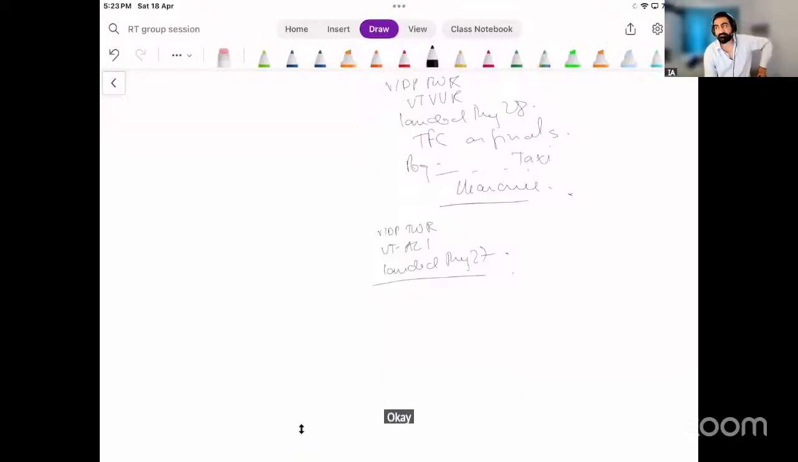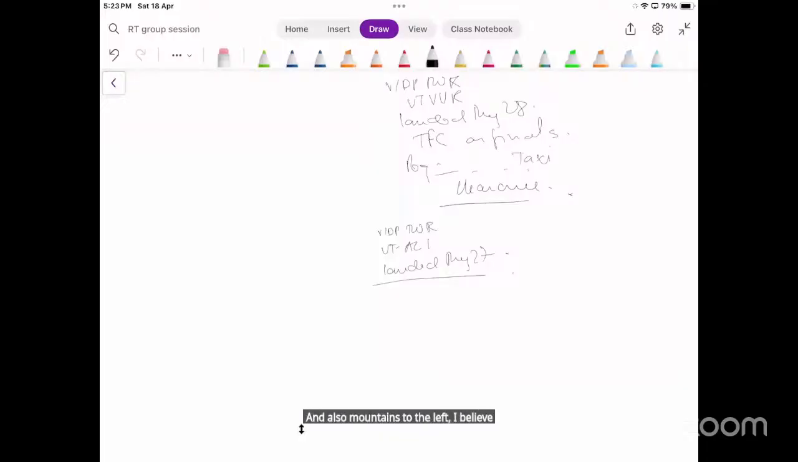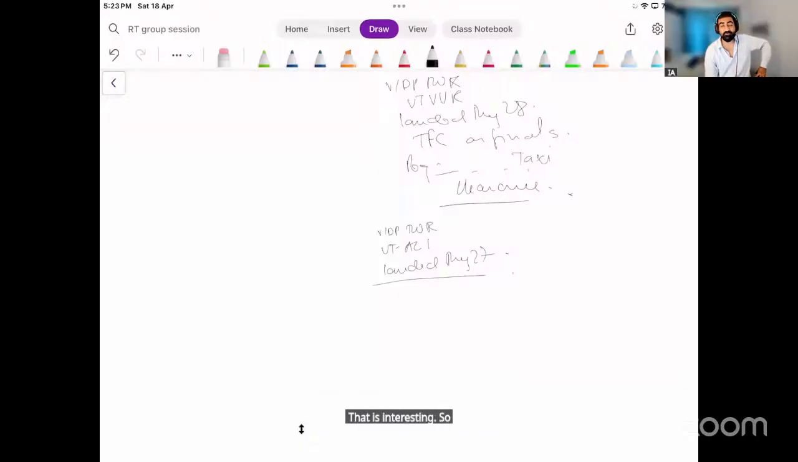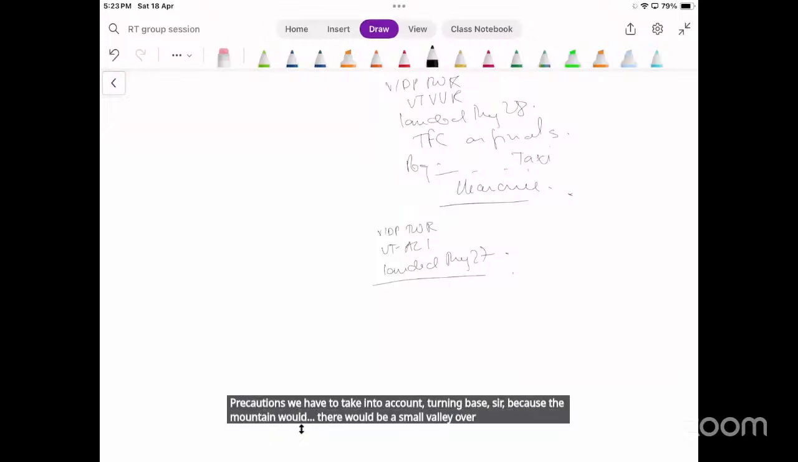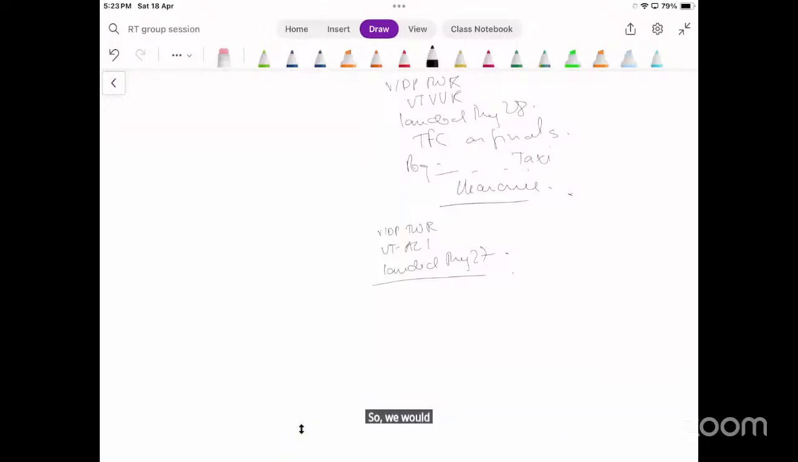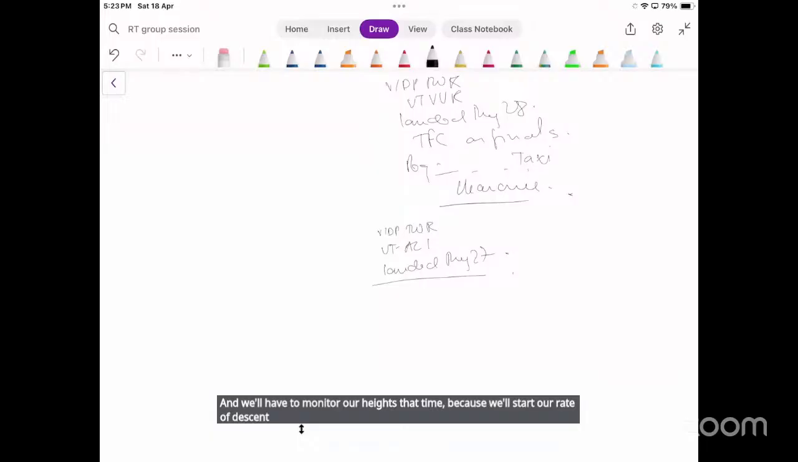Okay, nice. And also mountains to the left, I believe. Yeah, mountains to the left. That is interesting. So any extra precautions? Precautions we had to take into account turning base, sir, because there would be a small valley over there. So we would sometimes have to give a sample wind shear report on base, and we'd have to monitor our heights at that time because we start a rate of descent on base, and that's where the rate of descent will fluctuate a lot.